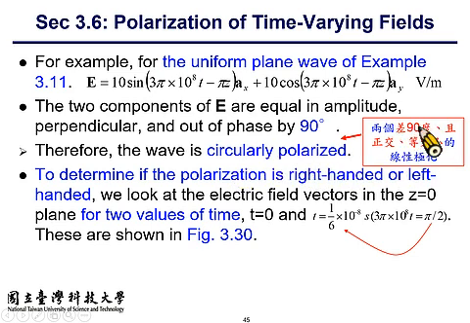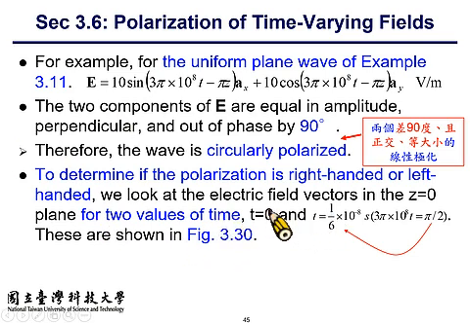So they need to have a 90-degree phase difference. The two components need to be perpendicular, and the two components must have the same magnitude. So their addition, the sum of the two linearly polarized waves of these quantities can form a circular polarization. To determine if the polarization is right-hand or left-handed, we look at the electrical field vector in the z equals to 0 plane. So we set z equal to 0 to start. Well, this makes it a little bit easier to determine. And look at the two time values.